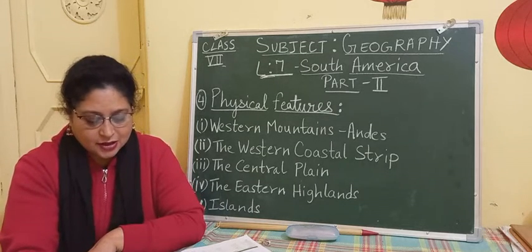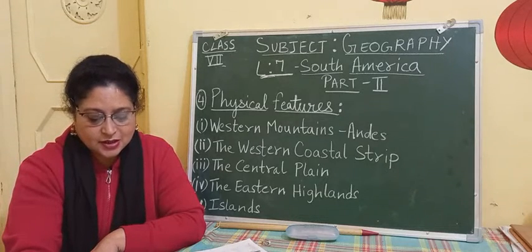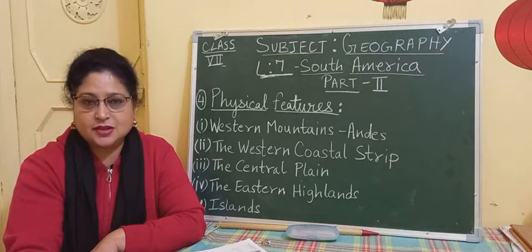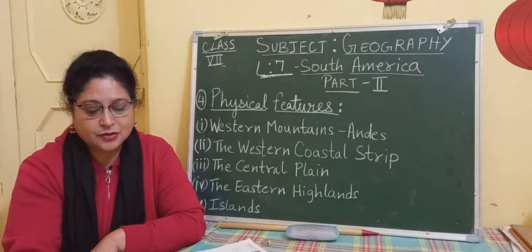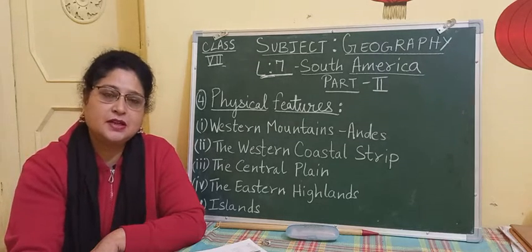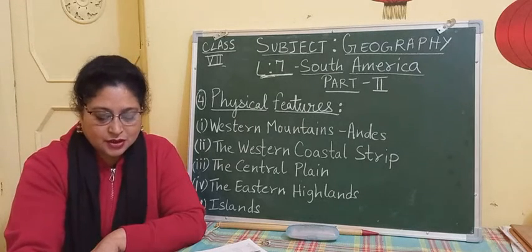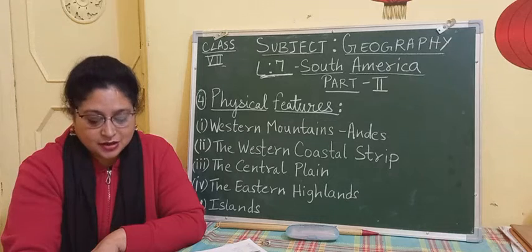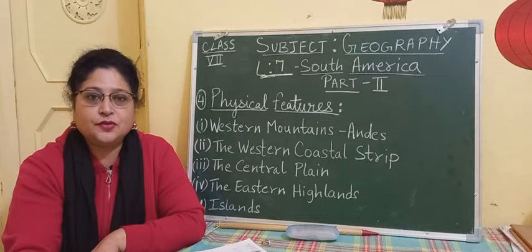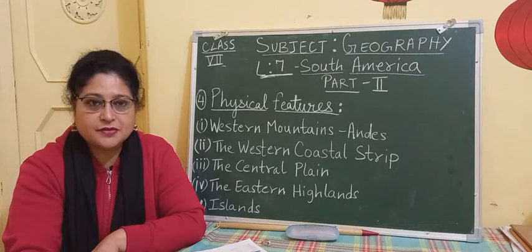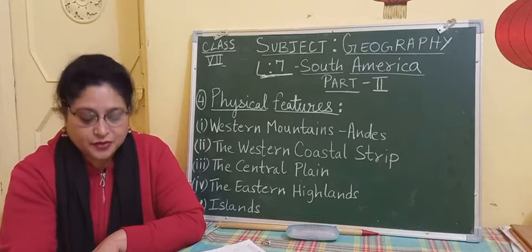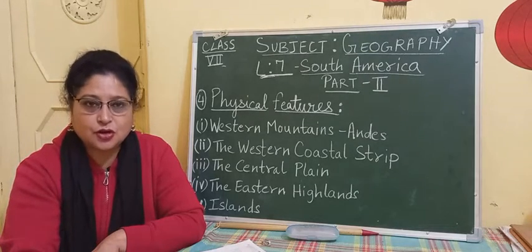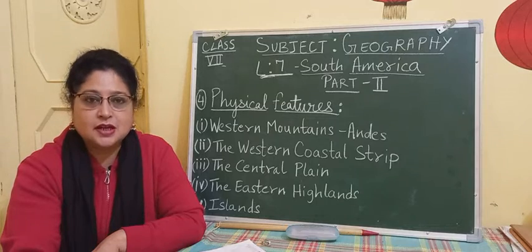These ranges enclose high plateaus such as the Bolivian plateau. As I told you earlier, it is made up of high plateaus, mountain plateaus, and some volcanoes also. So these ranges enclose high plateaus such as Bolivian plateau and vast basins. Lake Titicaca is located in one of such basins on the Bolivian plateau at a height of 3,800 meters above sea level.